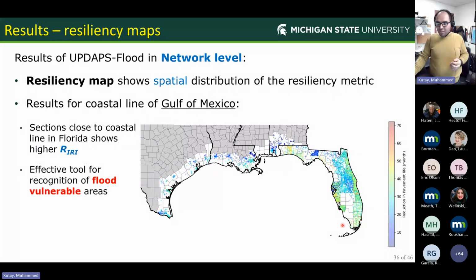So this resiliency map can give you some insight even at the bigger scale, whether you are looking regionally or by counties, or to identify the flood prone regions, or it can give you some insight into which pavements perform better and which do not. So this is one other product of the UPDAPS-Flood that you can run in parallel for many sections, and then just produce this kind of resiliency maps as well.